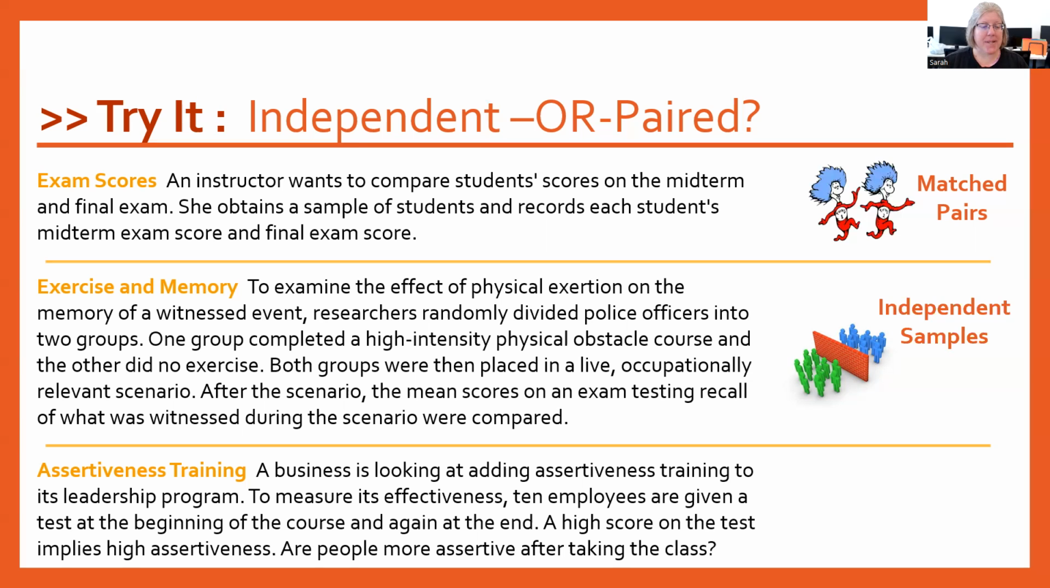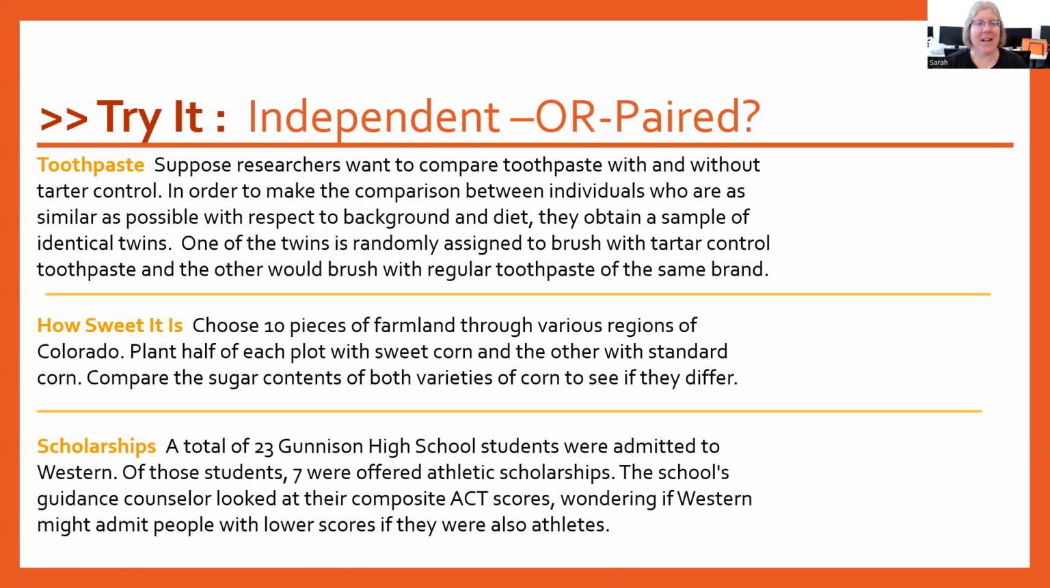Our next example is on assertiveness training. A business is looking at adding assertiveness training to its leadership program. To measure its effectiveness, 10 employees are given a test at the beginning of the course and again at the end. A high score on the test implies high assertiveness. Are people more assertive after taking the class? So this one's going to be matched pairs. For each person, we have a before and an after score on their assertiveness, and that's where we're getting that matched pairs from.